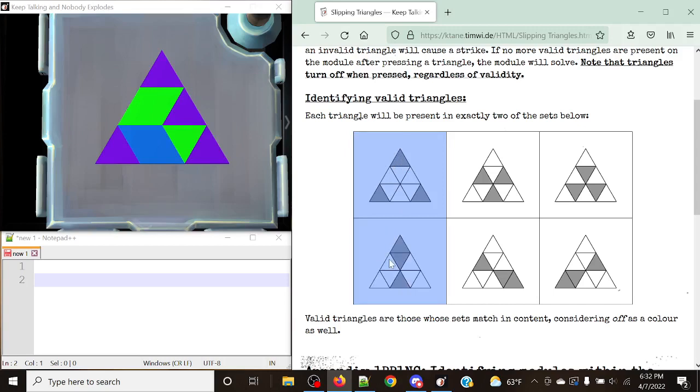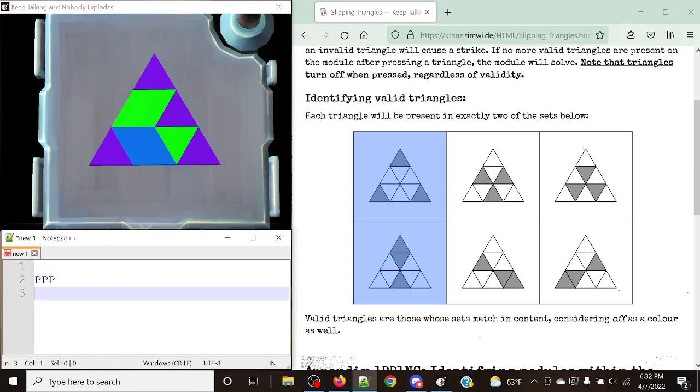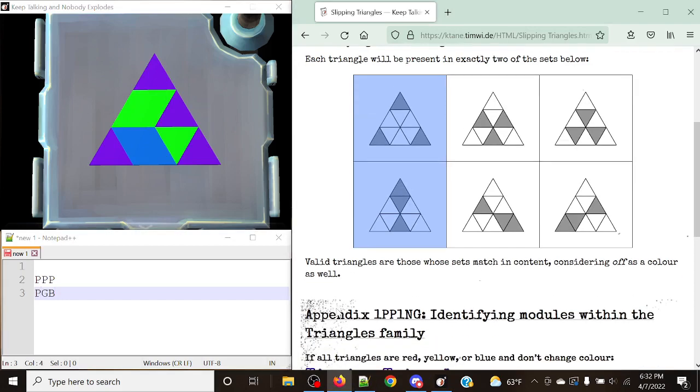Now what we need to do is take a look at each of the positions' colors in this case, and see if they both match each other's contents. So in this case, this first position is referring to the corners. We get purple, purple, purple. And the second one is going to be purple, green, blue. Our rule for valid triangles in this example is that valid triangles are those whose sets match in content, considering off as a color as well. Keep that in mind. If we press a position beforehand, that is going to have to be present in another sequence. That can possibly change some answers, but it is very rare for that to happen. So just keep that in mind.